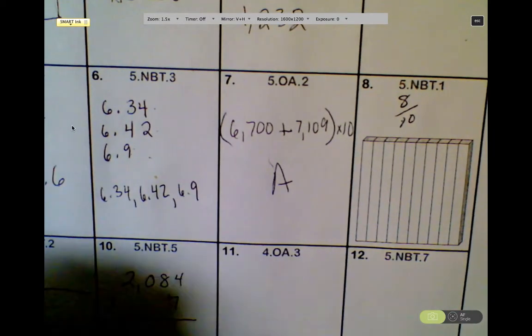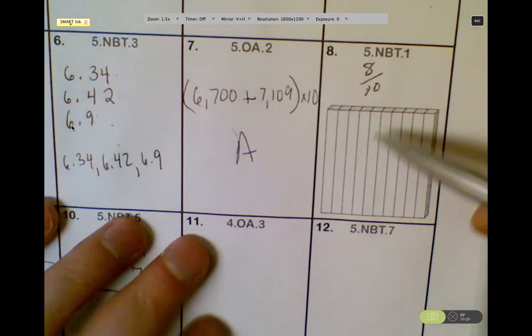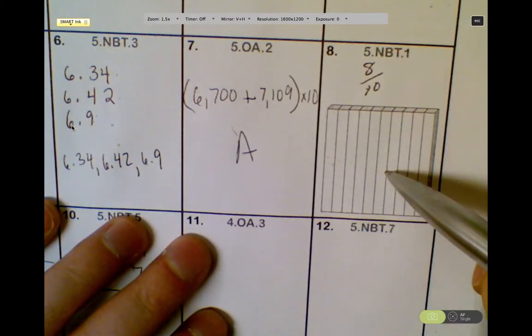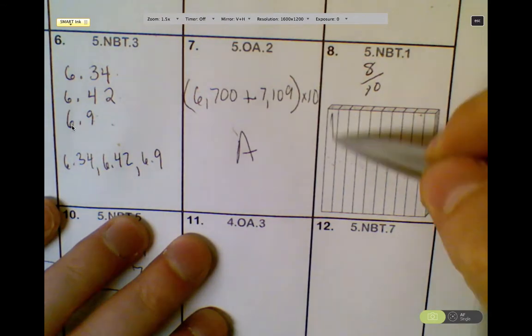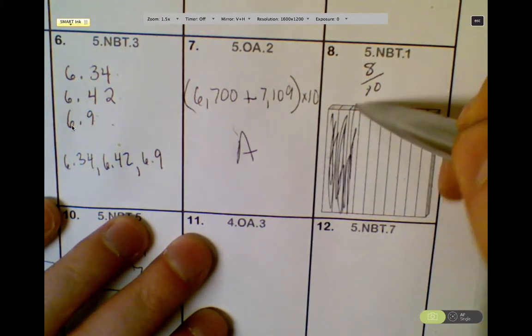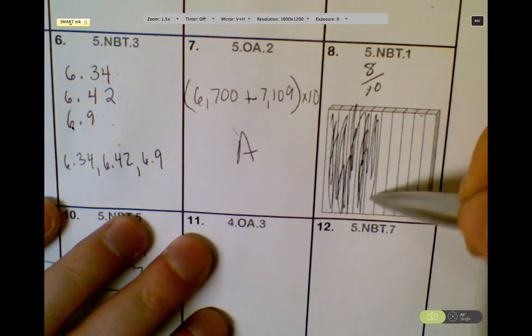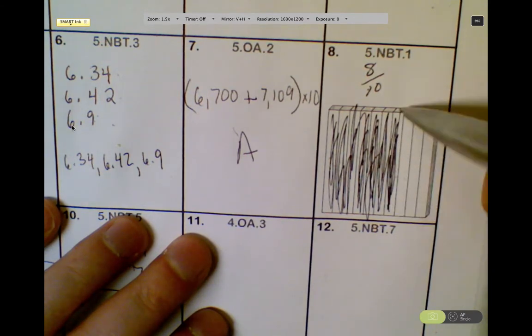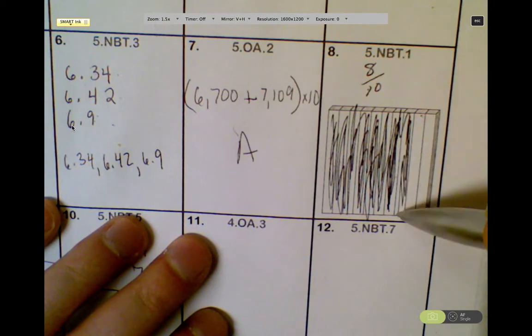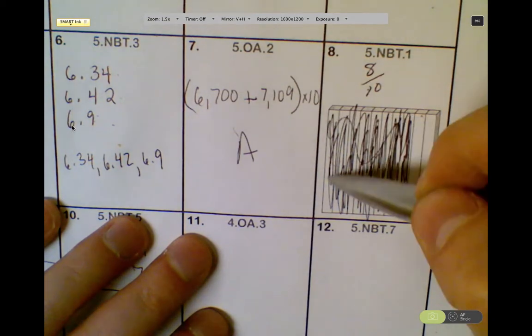Number 8 is asking me to shade in 8/10 of the model. Got 1, 2, 3, 4, 5, 6, 7, 8, 9, 10 blocks there. I have to shade in 8/10 of them. So there's 1, 2, 3, 4, 5, 6, 7, and 8/10.